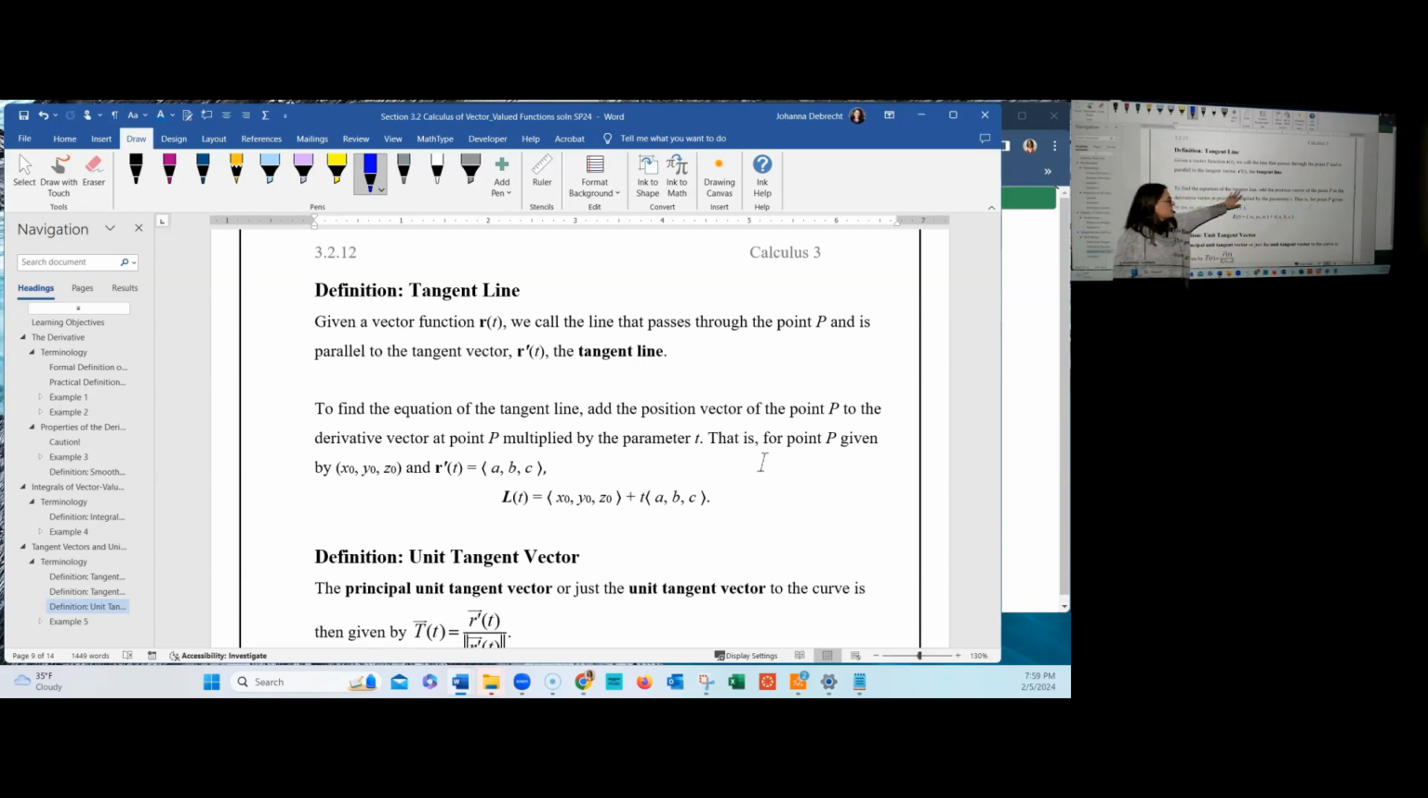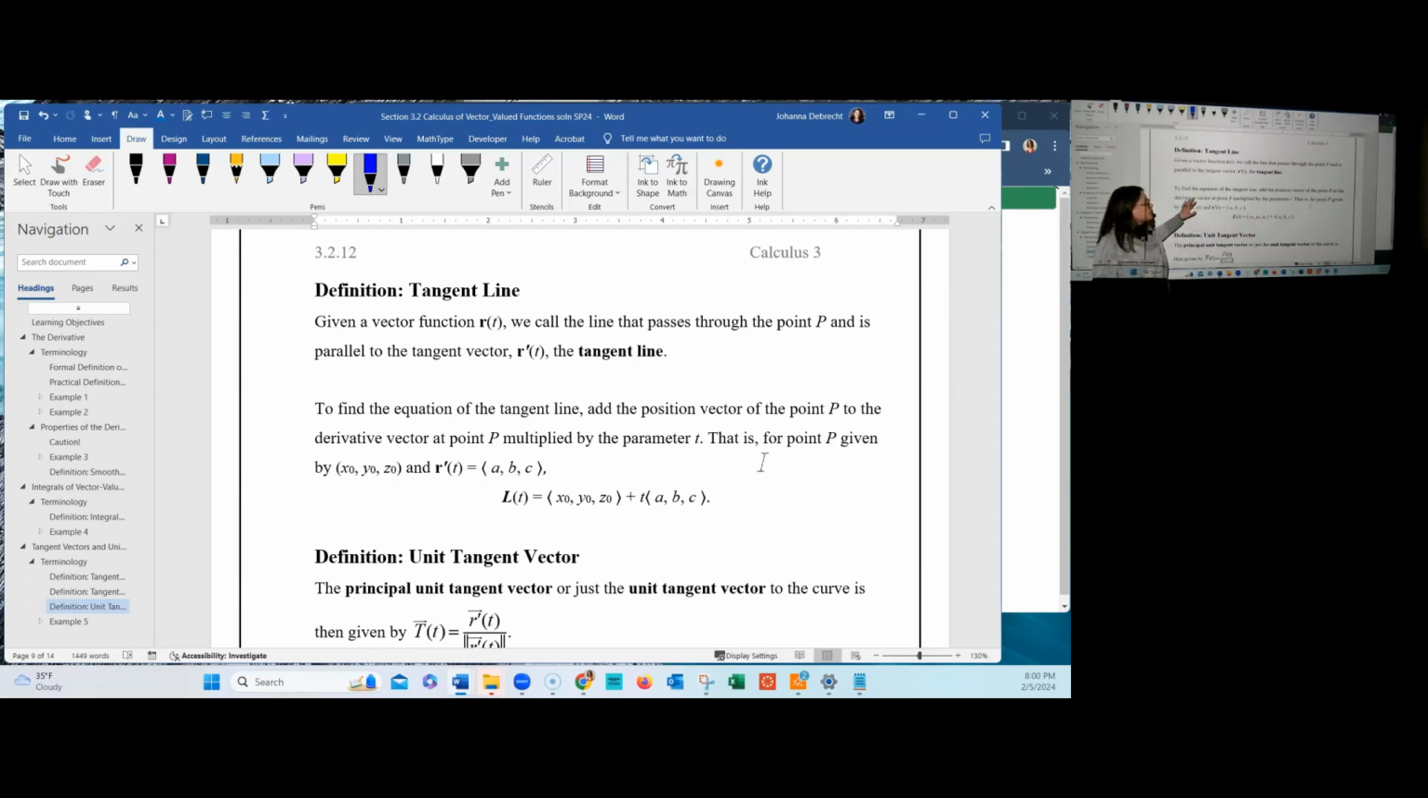To find the equation of the tangent line, we need to take the position vector of the point where they're meeting, which I believe ours was square root of 2, square root of 2, 3. And that will be our x naught, y naught, z naught.